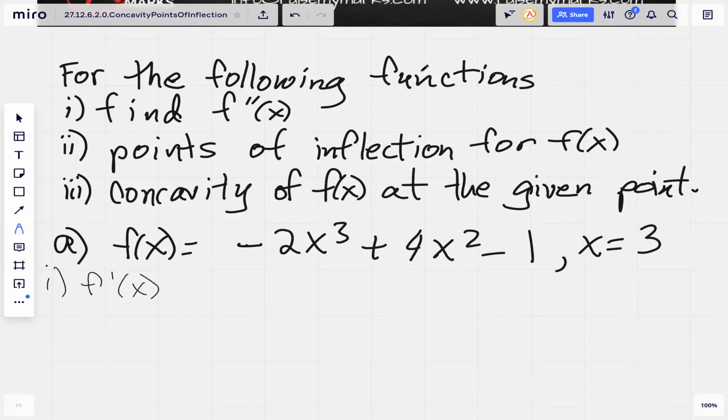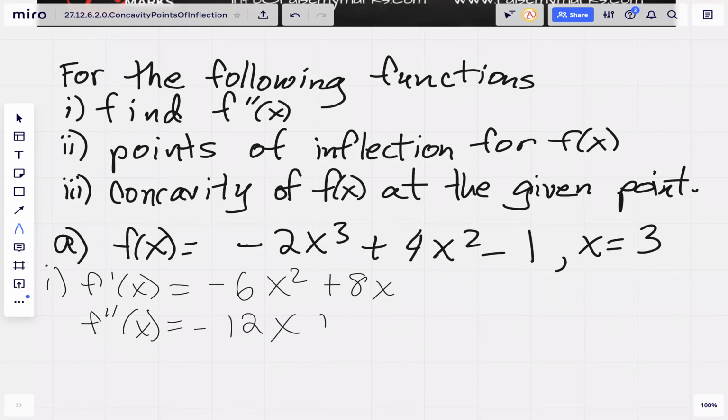Can't get to the second derivative without the first. So negative 6x squared plus 8x. And the second derivative, negative 12x plus 8. So we found that. Excellent.